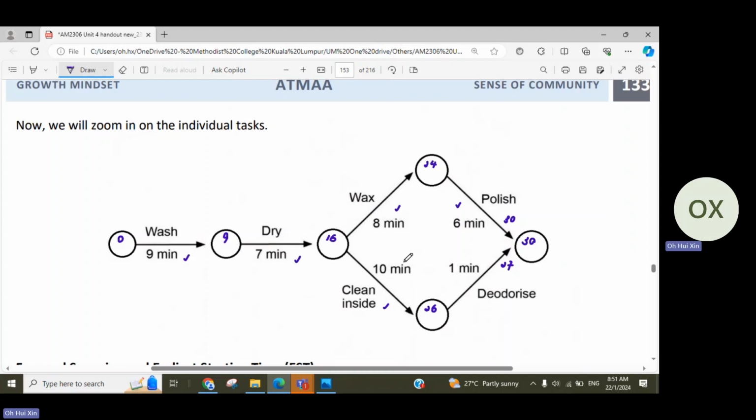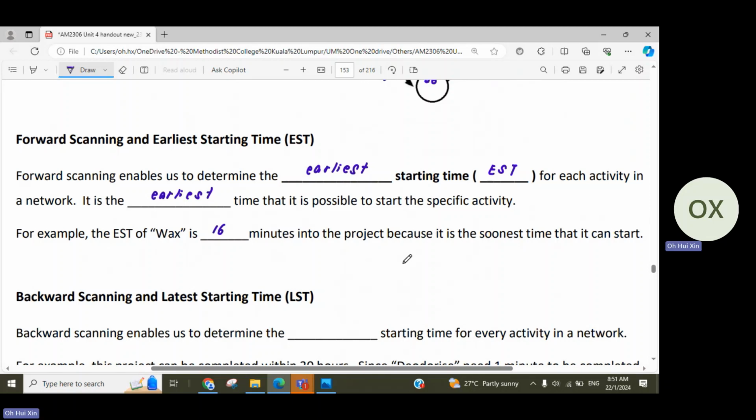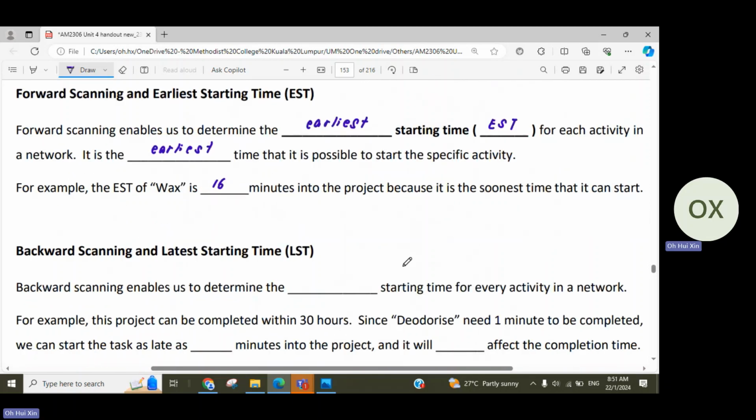Okay, but now we are going to look at the second one, which is going to be a bit more confusing, so do make sure that you take time to digest and understand it. Okay, so for the second one, we talk about backward scanning.